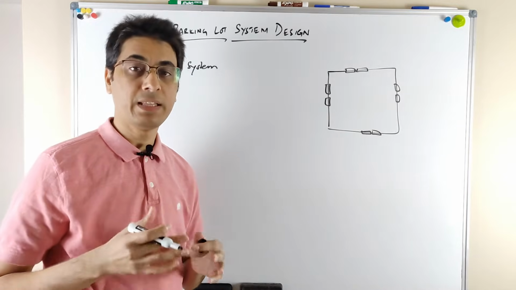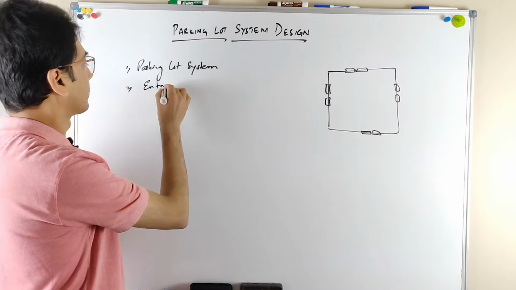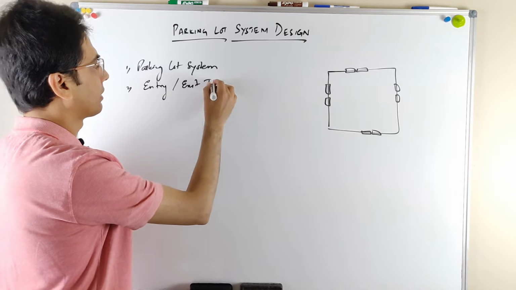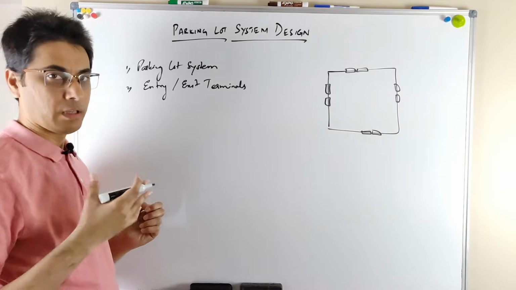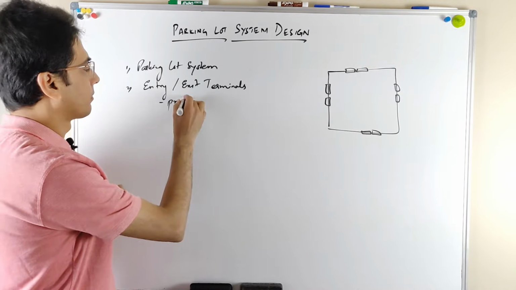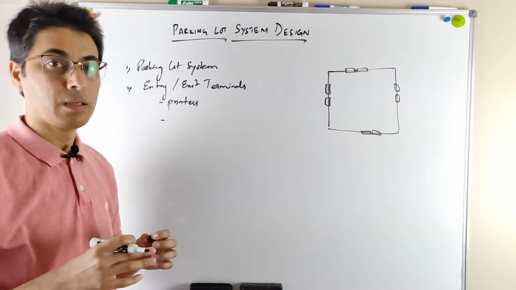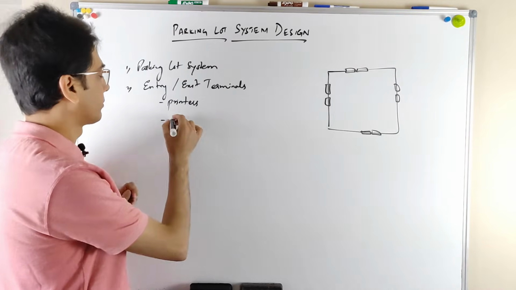Then we have entry and exit terminals. Both the entry and exit terminals will have printers. The exit terminal will also have a payment processor.